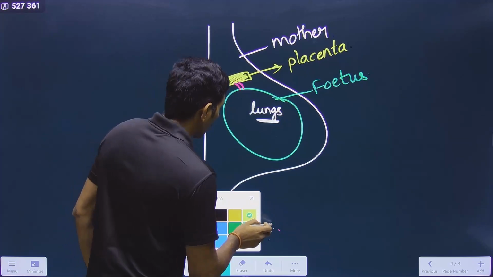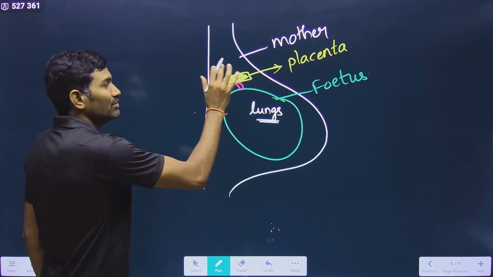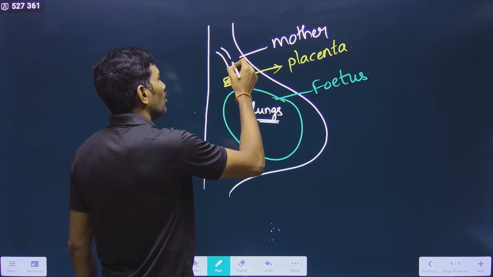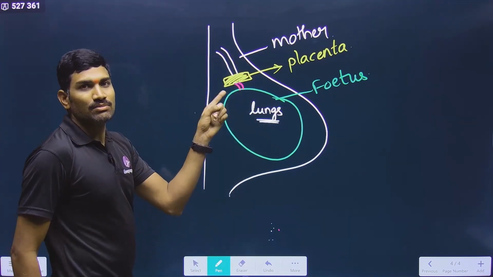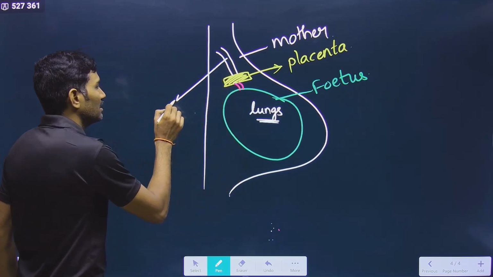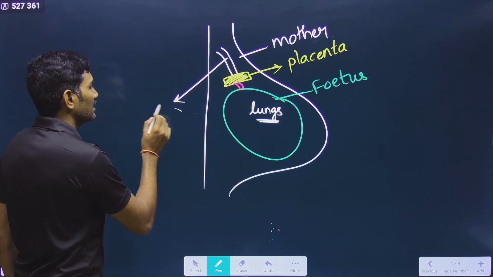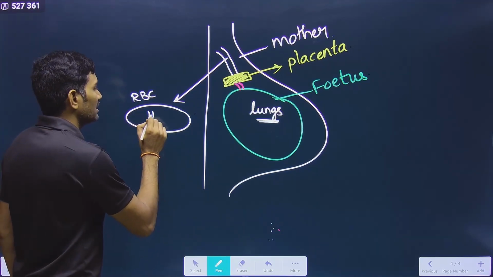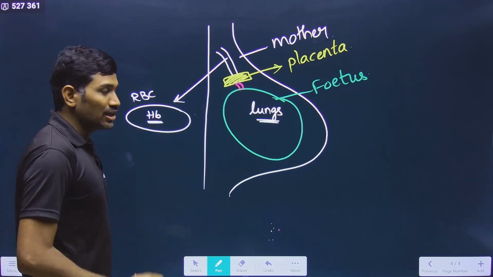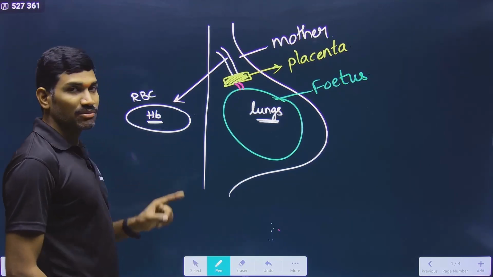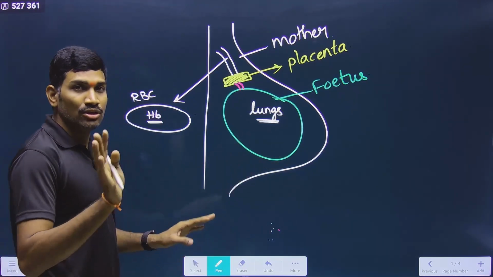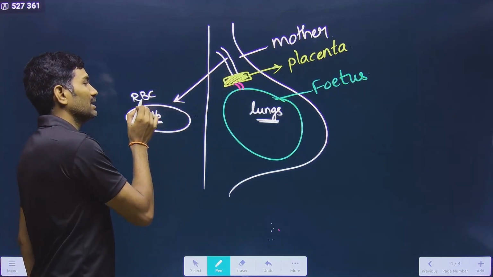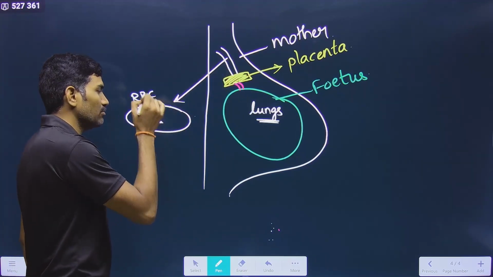Observe carefully. Now just listen very carefully. Within the mother, blood circulation is there. So the mother's blood circulation will come up to the placenta. Within this mother's blood, there are some RBCs. Inside this RBC, hemoglobin is present. The same concept will once again be useful in this lecture also at the end. So please listen very carefully. Within the mother's blood, RBCs are present. Within the RBC, hemoglobin is present.